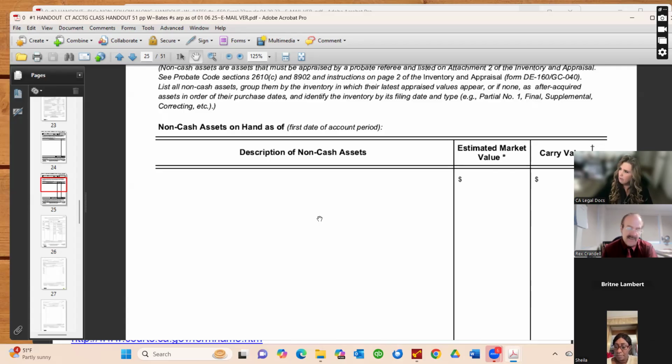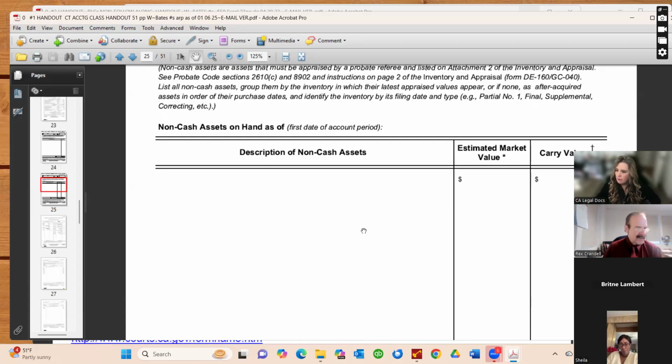If you have one piece of real property, the carry value does not change over time. It'll stay the same, with the possible exception if you remodeled the property and put another $150,000 of remodeling costs, then the carry value would change, but you're adding an asset, which is different.